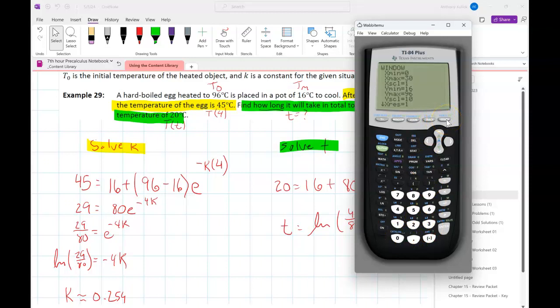Everybody okay? Everybody make hard-boiled eggs before? Takes them a while to cool down that pot of water. 10 minutes maybe. 20 is probably too long. So there's my thing. I'm looking for that intersection there. Second trace, intersect command, enter, enter, enter. 11.8.